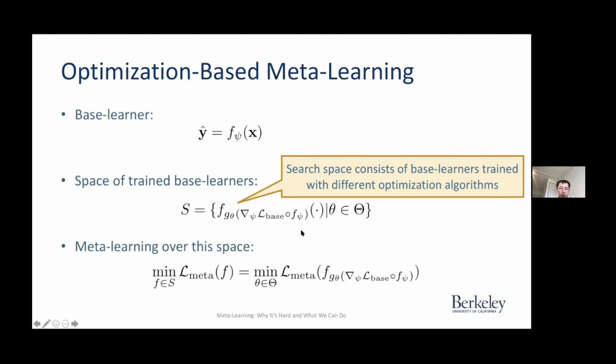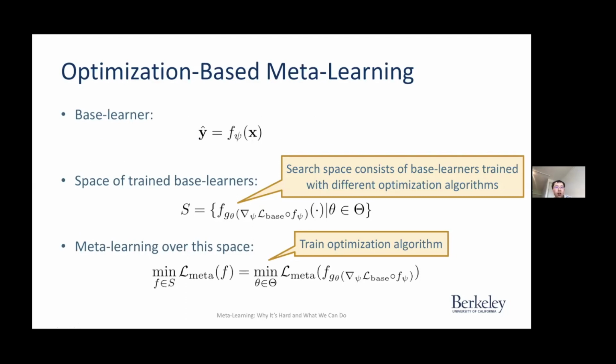Okay, so when we meta learn over the space, we're going to be essentially training the optimization algorithm. And so before I go to the next slide, any questions on this and the distinctions between this and the previous formulations?